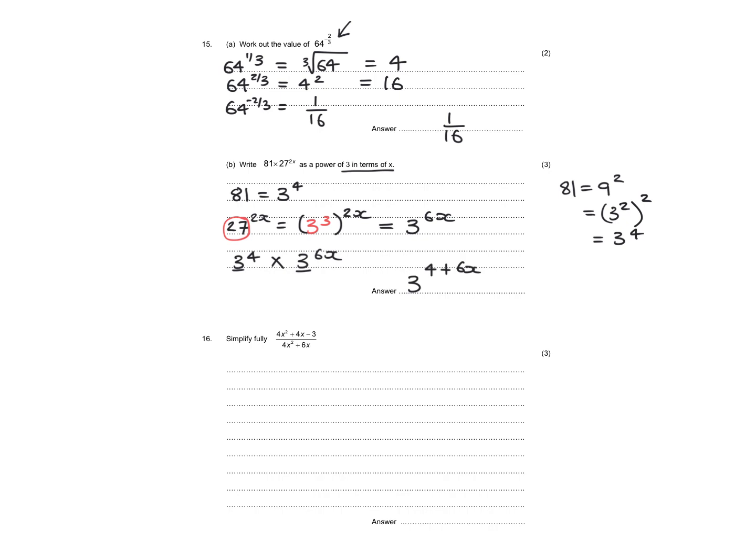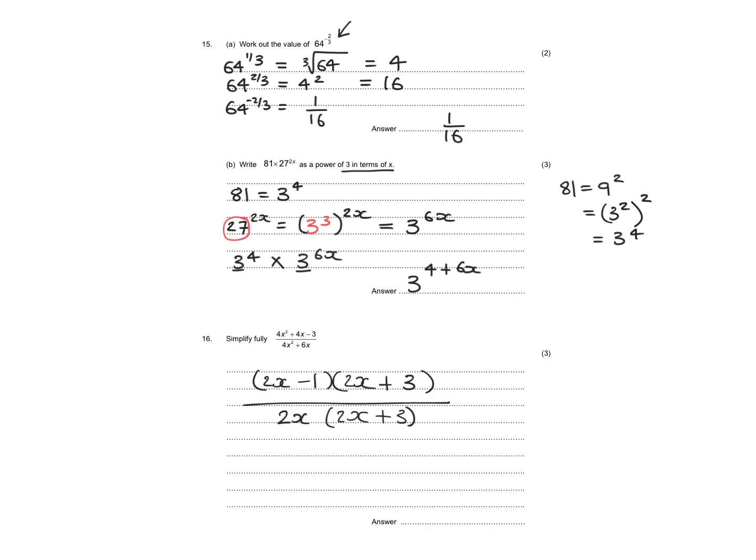Question 16, we have to simplify this, which means we must factorise the numerator and the denominator. So the numerator is going to factorise like this, and then the denominator will factorise like this. We can only take out a 2x plus 3.